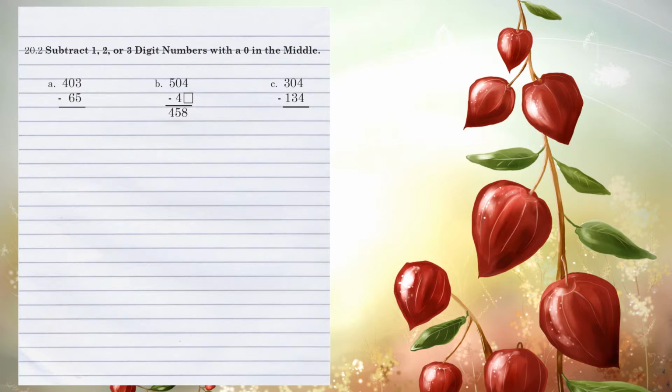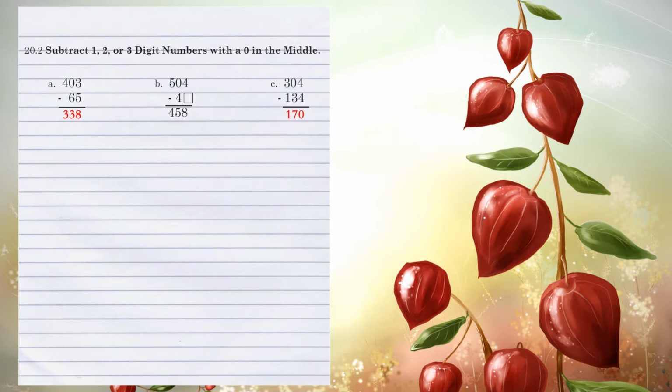Now we got to borrow one more time. We got to make that 10 a 9, so that this 3 becomes a 13. Now 13 minus 5 is 8. In the tens column, 9 minus 6 is 3. And then the 3 from the hundreds column just comes down for a final answer of 338.